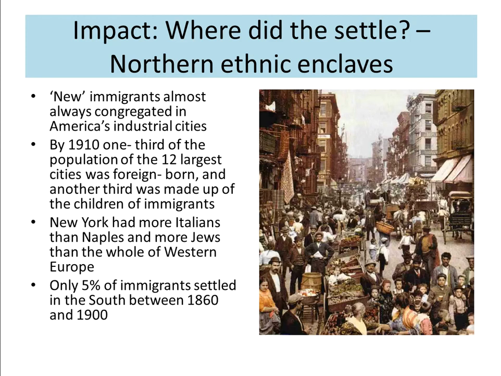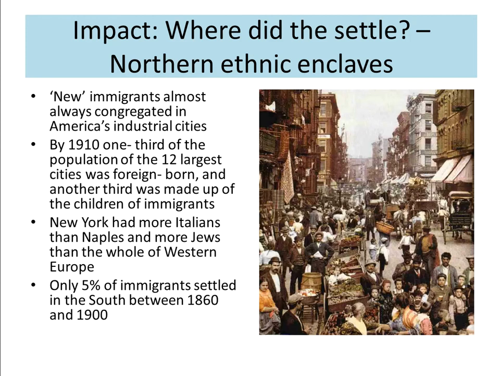Now, the first impact, of course, is where they settled. And it's this creation of what are known as ethnic enclaves, particularly in the north and northeastern cities of the United States. Immigrants almost always congregate in America's industrial cities because one of the big pull factors, of course, is cheap labor. And you go where there is industry. And they happen to be in the industrial cities of the Northeast.